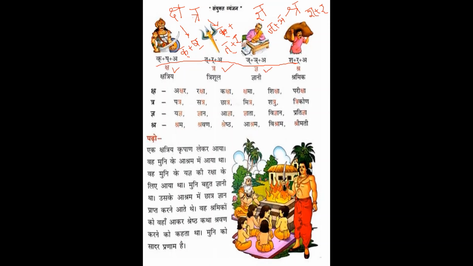If you have difficulty pronouncing, remember k plus sha, t plus ra, j plus nya, sh plus ra. Akshar, raksha, kaksha, kshama, siksha, pariksha. I think these samyukta akshar are mostly Sanskrit words that they normally use. See here, you have to read this one.